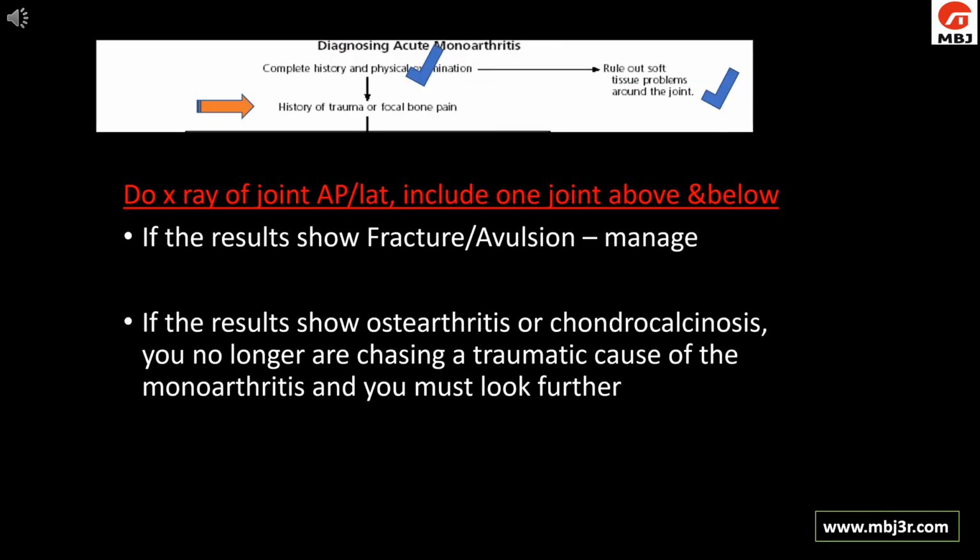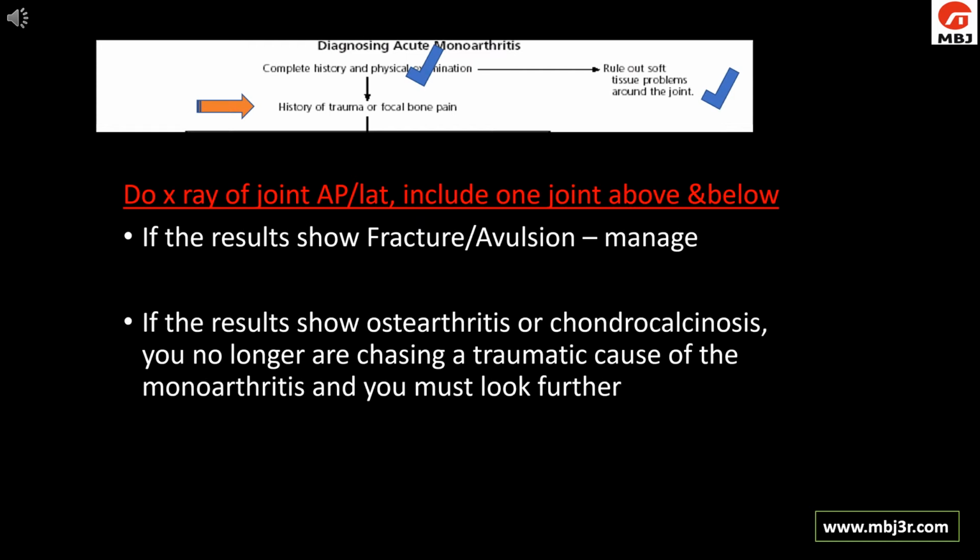Next step is doing an X-ray of the joint. You have to get the joint in two views, including one joint above and one joint below and the diaphysis of the bones. Sometimes septic osteomyelitis of the bone can cause effusion of the joint and the patient may have pain in the joint. If the results show fracture or avulsion, then manage according to the severity.